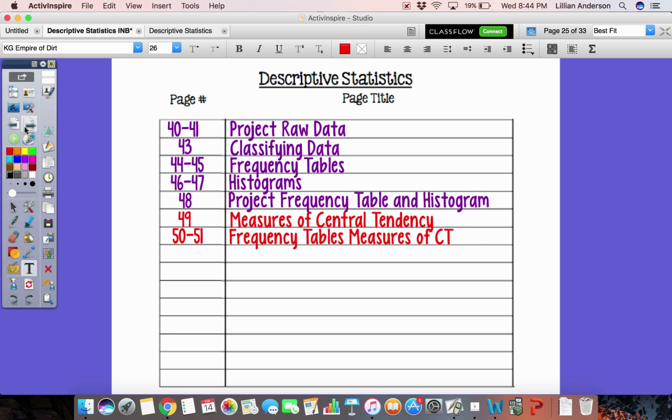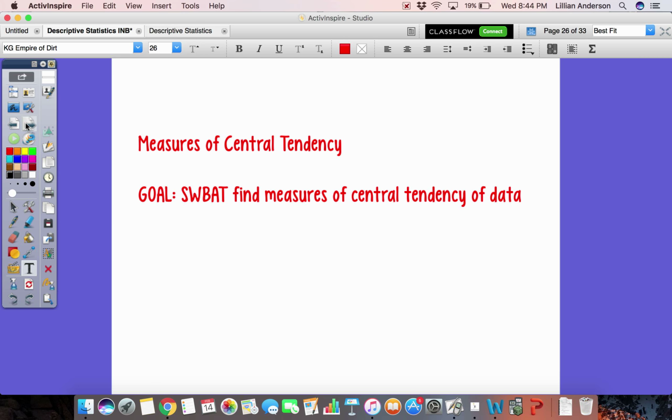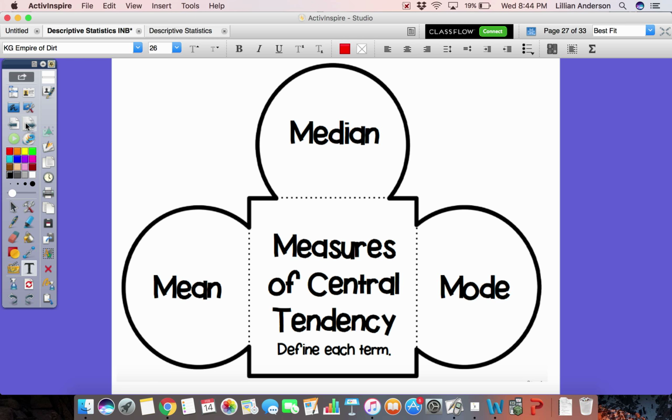All right, so on page 49, you should title it Measures of Central Tendency, and make sure you get down the goal, okay? Because for the histograms, we were finishing off the goal from the other day, and today you guys are going to be able to find measures of central tendency of data. And what is measures of central tendency? Well, you guys might be quite surprised, but it is mean, median, and mode.